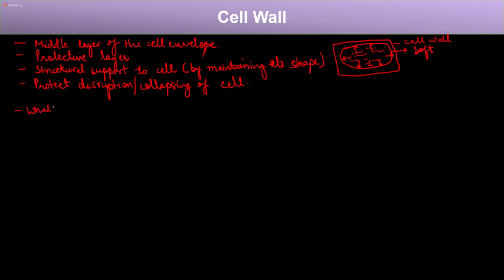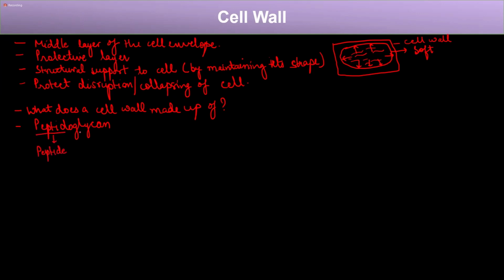Sir, what is a cell wall made up of? It is made up of two things, which together are known as peptidoglycan. If you break the term peptidoglycan, it consists of two terms: peptide and glycan. What is peptide? It is basically a chain of amino acids, and glycans are generally sugar.